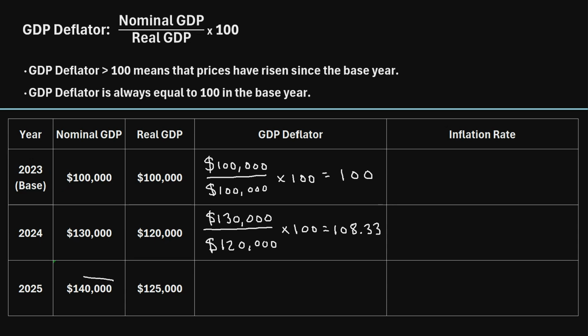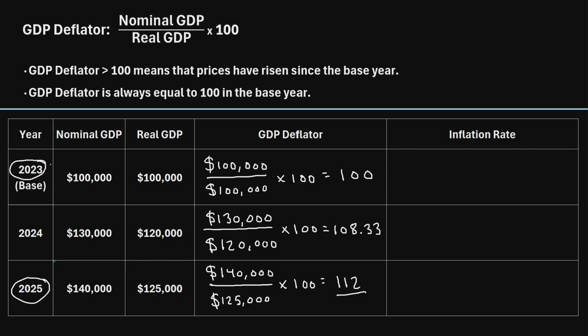So to do that, all we do is take the nominal GDP of 140,000, divide it by the real GDP of 125,000, and then multiply by 100. So when we perform that calculation, we end up with a GDP deflator value of 112. So again, because this number is greater than 100, it means that prices in 2025 have risen compared to 2023, the base year. Now, the GDP deflator by itself isn't that interesting of a metric, but where it's really useful is in calculating the inflation rate.